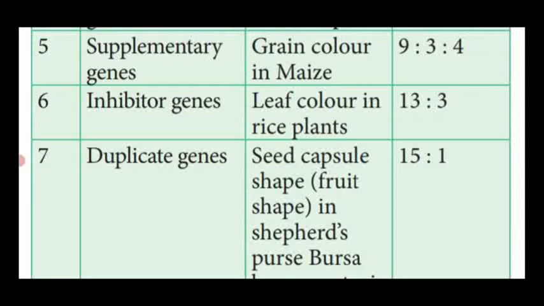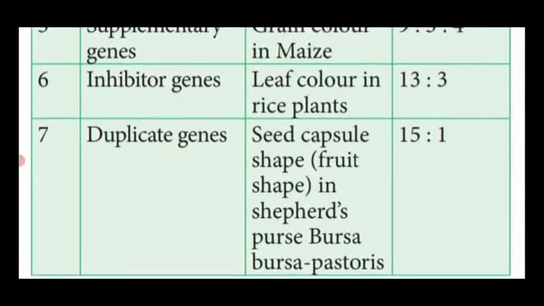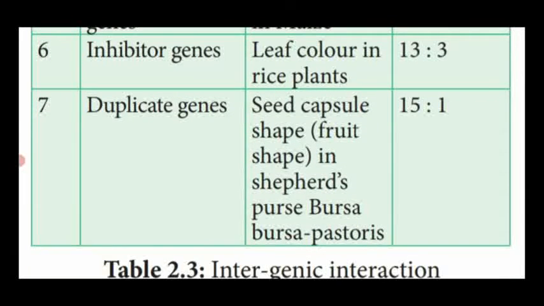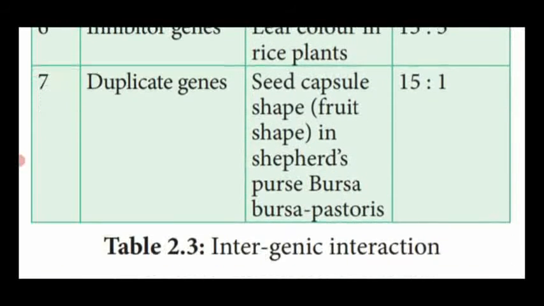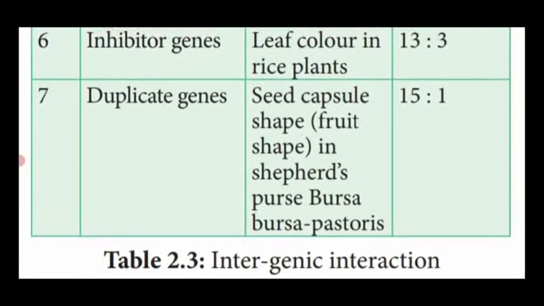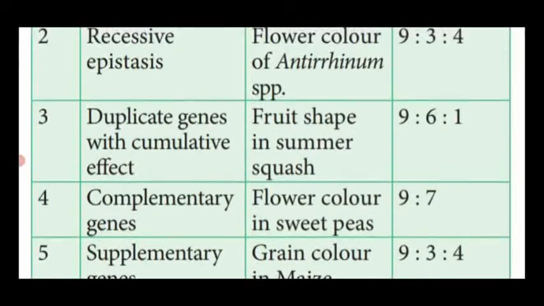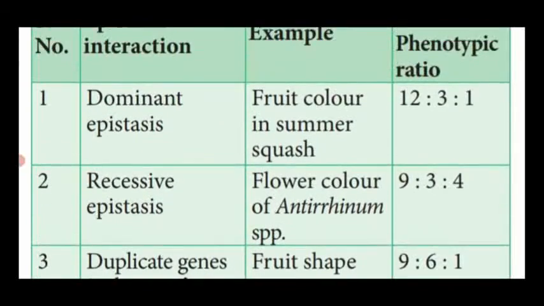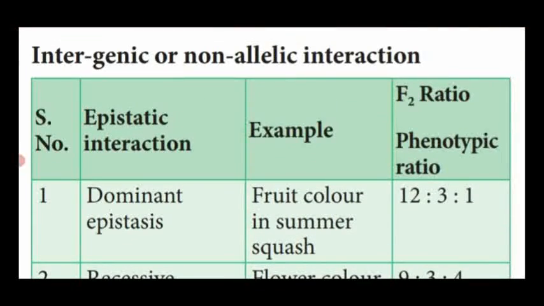Duplicate gene, that is seed capsule shape in shepherd's purse, Bursa pastoris, the ratio is 15:1. So these are all the different examples of intergenic gene interaction or non-allelic gene interaction.